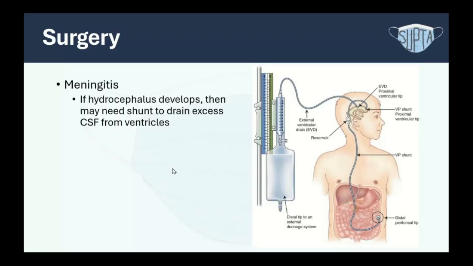There are a few options, but in this example in the diagram here, this is a ventricular peritoneal shunt, so VP shunt. It goes from the ventricle all the way down to the peritoneum here. So this drains the excess CSF fluid in the ventricle down to the peritoneum in the abdomen, and then in the peritoneal cavity, it can be more easily absorbed there.